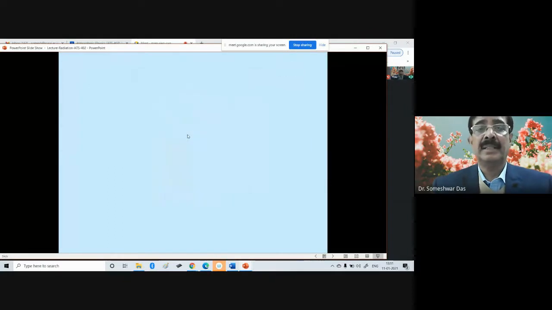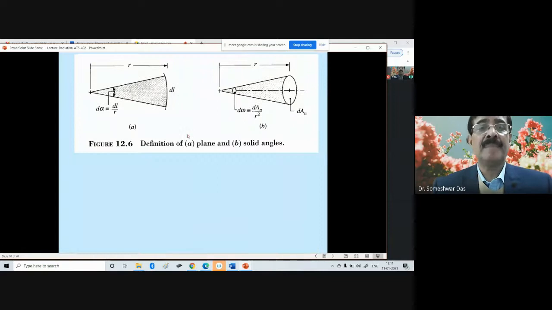Okay, another thing we discussed last time was the concept of the plane angle. For example, if this is the source of the radiation, then for any plane surface having length dl at distance r from the source, the angle at which this radiation is incident on this plane is the plane angle, defined by d alpha equal to dl divided by r. R is the distance here.